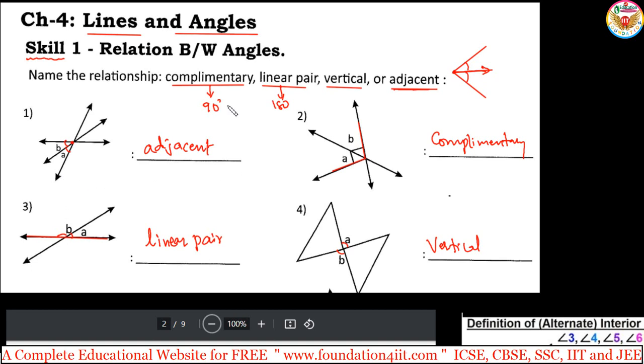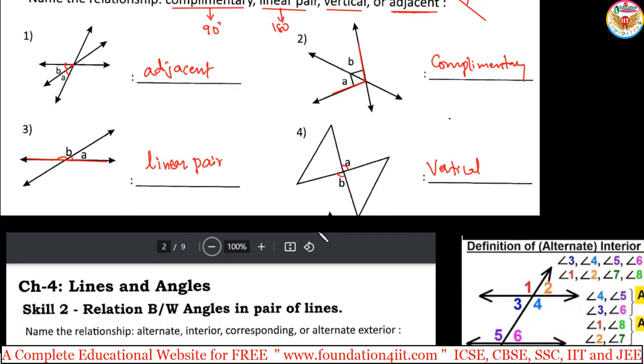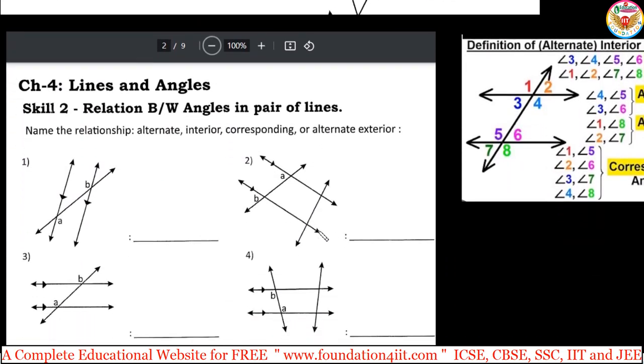I'm giving some more examples in which you need to identify complementary, linear pair, vertical and adjacent. You have question number 5, 6 onwards on this page in that PDF file. Let's go for another skill on the next page.